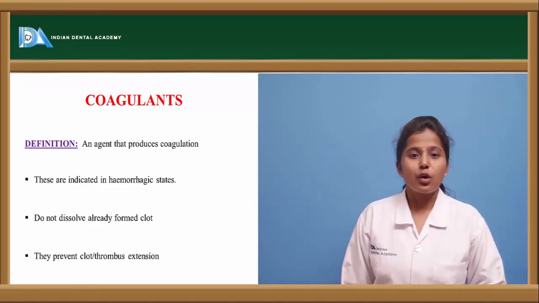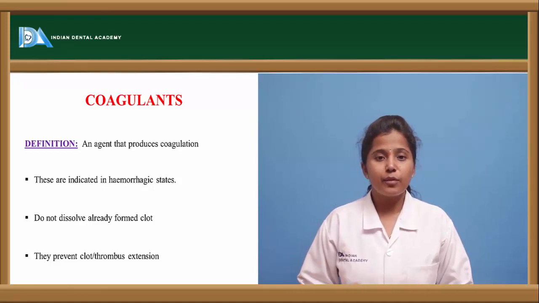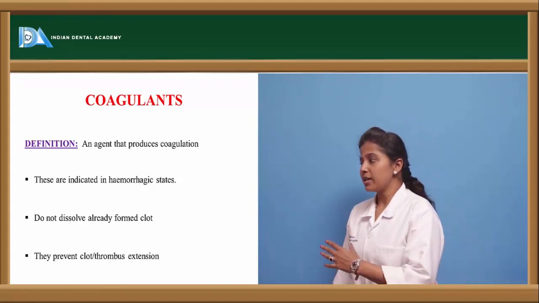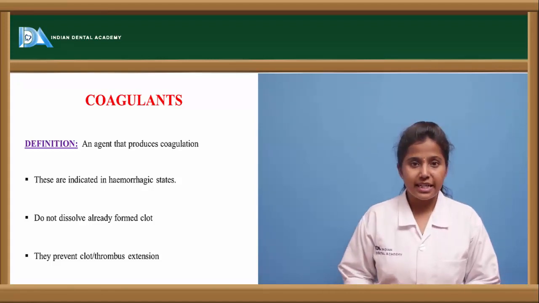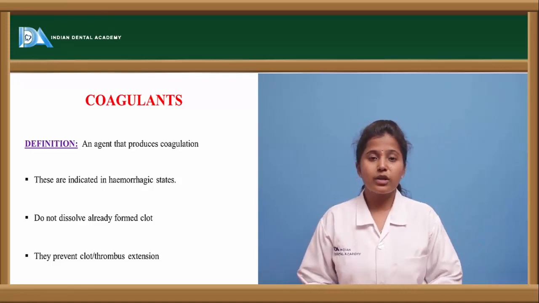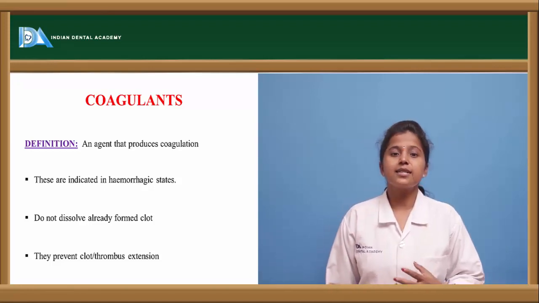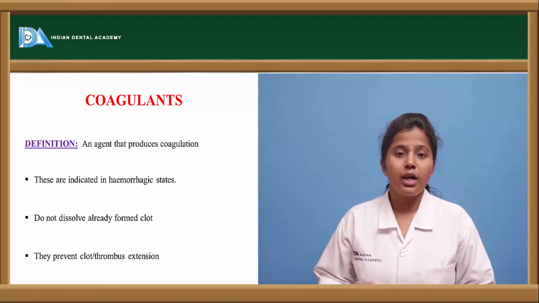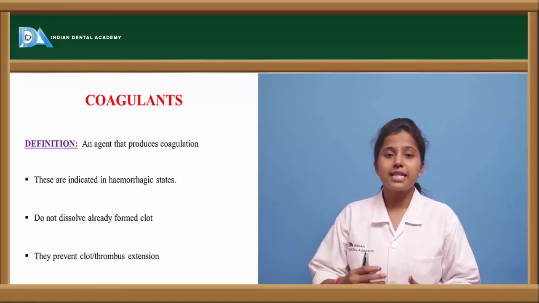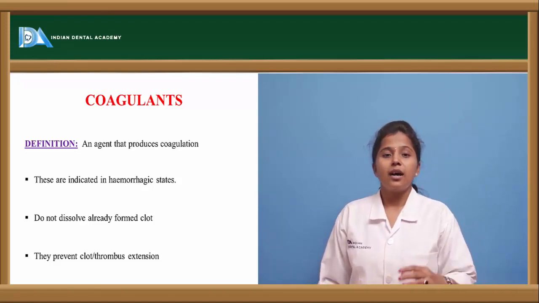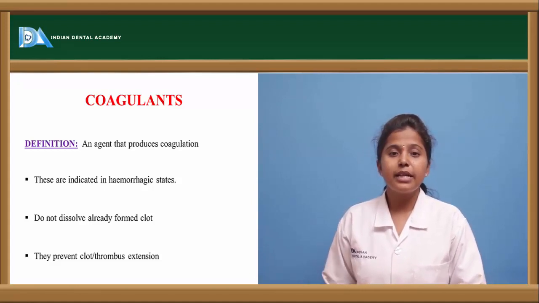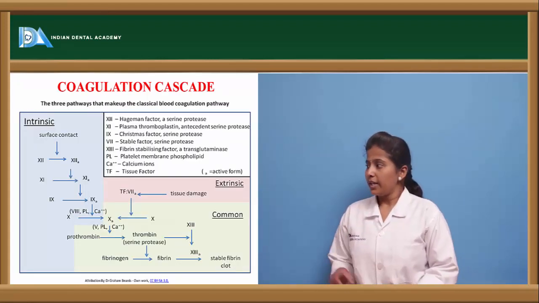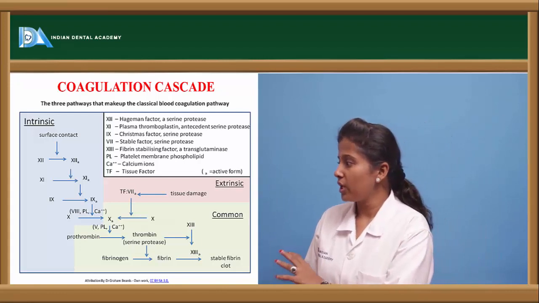What are coagulants? Coagulants are the agents which aid in the formation of a clot, or which are involved in the process of coagulation. These coagulants are indicated in hemorrhagic states. If there is any excessive loss of blood or hemorrhagic condition, then these coagulants are mostly preferred. They do not dissolve any formed clot, but they aid in clot formation if there is excessive bleeding at the site of injury or damage to the particular tissue. Here we can see a pictorial representation of the coagulation cascade.